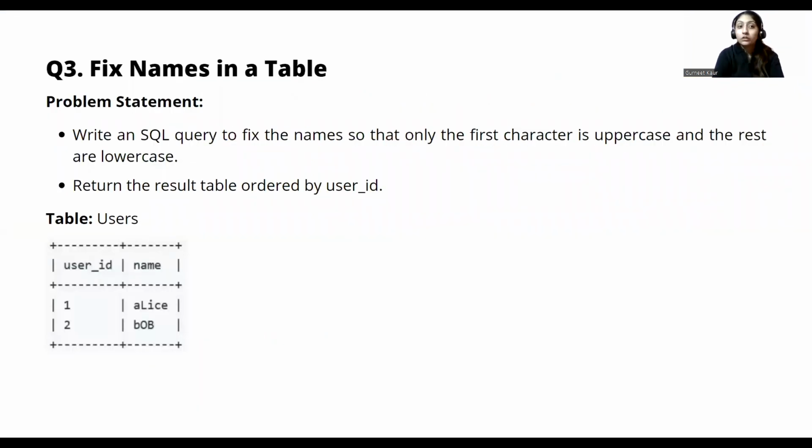Now coming up to our third problem statement, which is fix names in a table. So the problem statement says that we need to write an SQL query to fix the names so that only the first character is in uppercase and the rest are lowercase. And we need to return the result ordered by user ID. Right. So I have a table. We have a table named users with user ID and name as its columns. Right. So now let's go ahead and understand this problem statement in our SQL server.